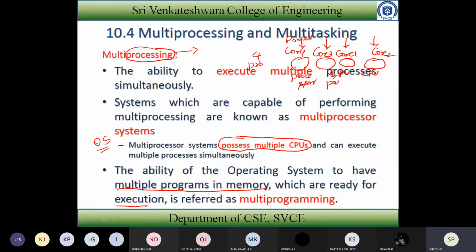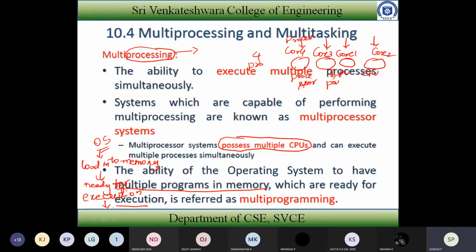Now who is scheduling? Your OS is scheduling. So where is it going to schedule? Whenever you want to run a program, the program has to first be loaded into memory. When it is loaded into memory, it indicates it is ready for execution. When it is ready for execution, that is referred to as multiprogramming. In simple terms, it is the ability to execute multiple processes simultaneously, using multiple CPUs.